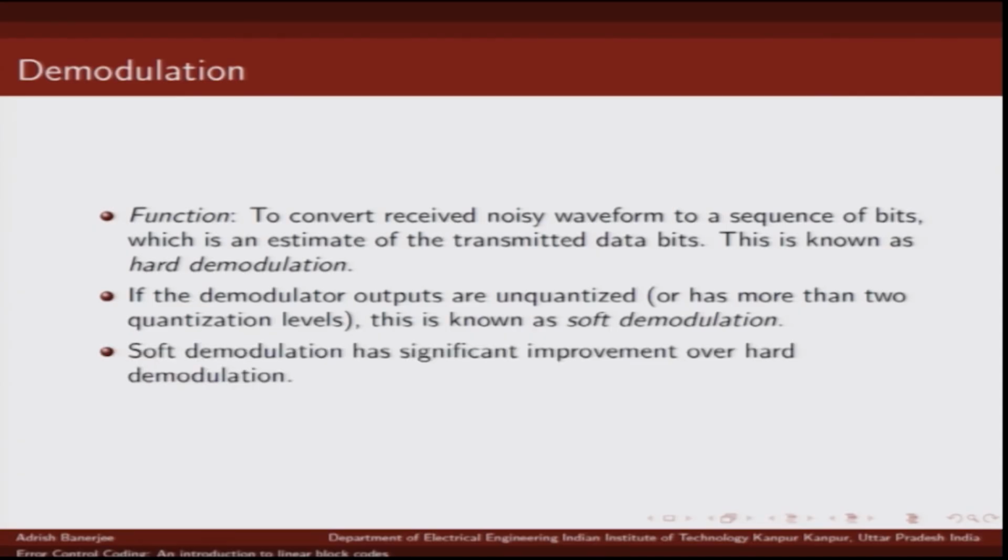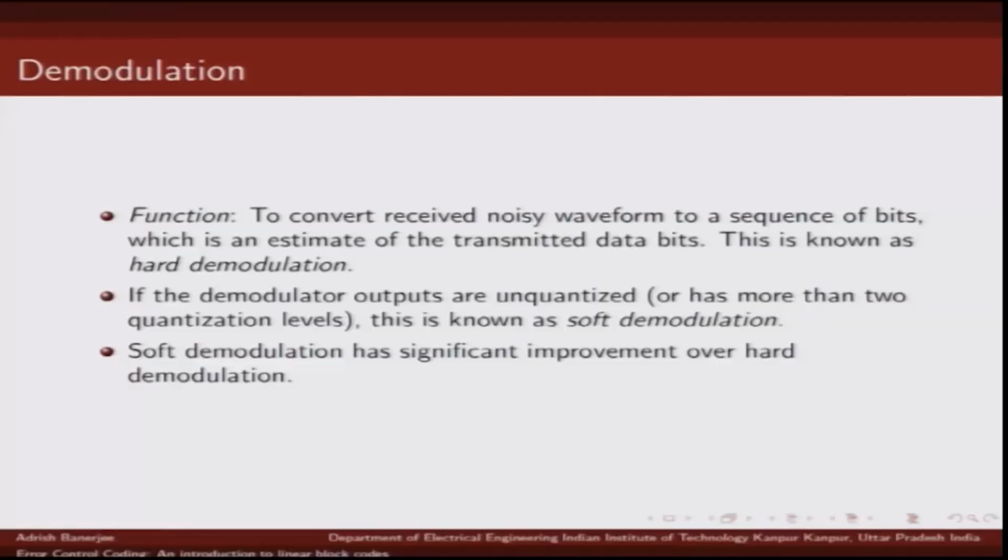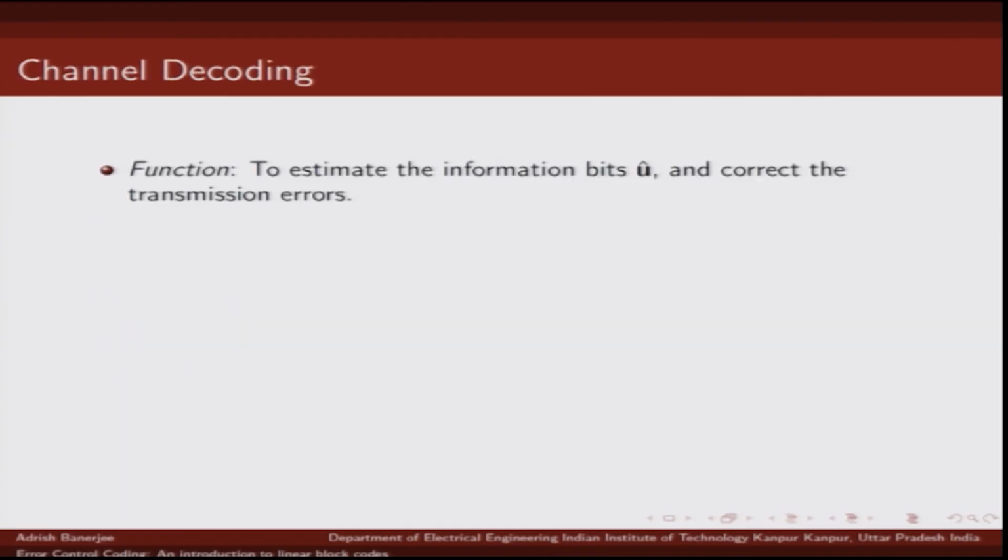Typically, if we do soft demodulation, our performance is roughly 2 dB better than if we were just doing hard demodulation. So, most of the modern coding techniques will be doing soft demodulation, and we will pass these soft bit values to the channel decoder, and we will then ask it to do error correction or error detection. So, after demodulation we have channel decoding.